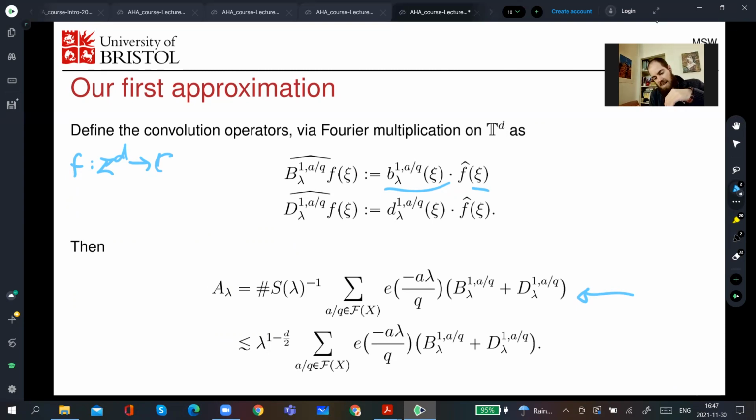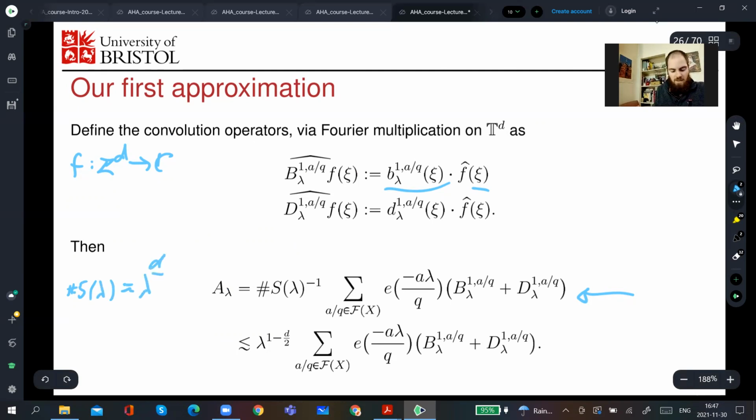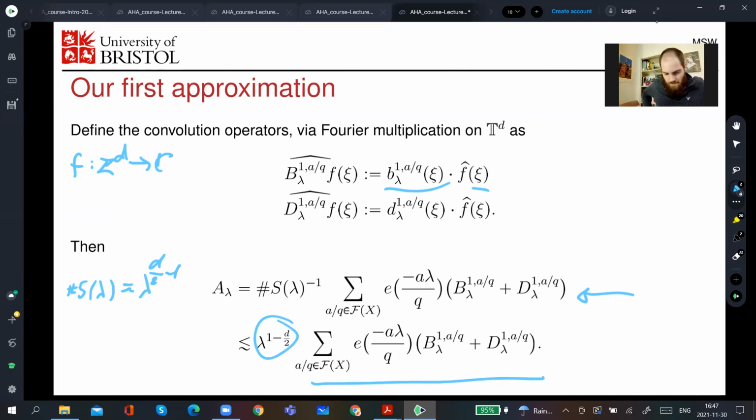And I get to write it as such because that incorporated the whole torus, right? That delta function, that delta method. And now just using the fact that the number of points on a sphere of radius root lambda centered at the origin is basically n to the d over 2 minus 1, we know these averages are bounded by this factor times the sum of convolution operators. Great.